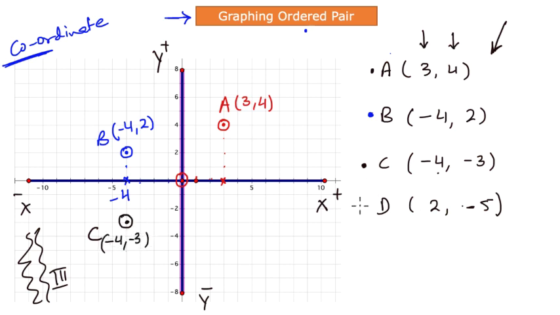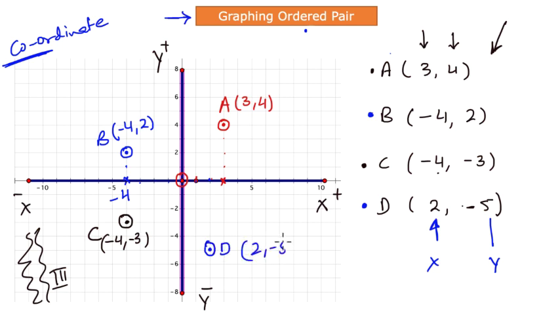So finally, the point D. It has a positive value on the x-axis, right? And a negative value on the y-axis. So +2 will be 0, 1 and 2. It will be right here. And -5 means going 5 steps in the negative direction of the y-axis. It will be right here. So this is my point D.